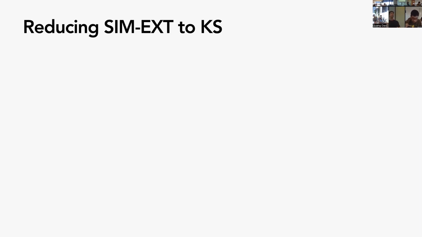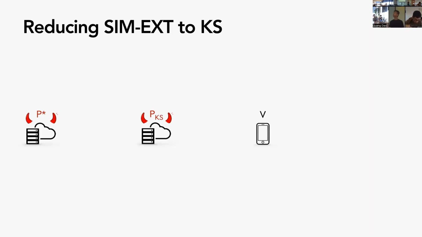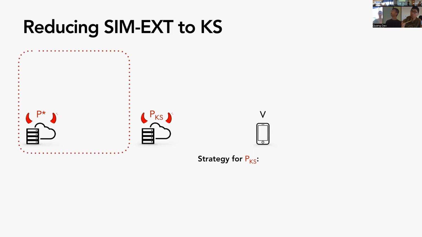Okay, so let's try to reduce SIM-EXT to knowledge soundness. Our strategy is that on the left, we have the SIM-EXT malicious prover. On the right, we have the verifier. And in the middle, we want to construct some adversary against knowledge soundness. The strategy to emulate a knowledge soundness adversary goes as follows. It will simulate the view for the SIM-EXT malicious prover. To do that, it has to deal with the reprogramming of the random oracle.